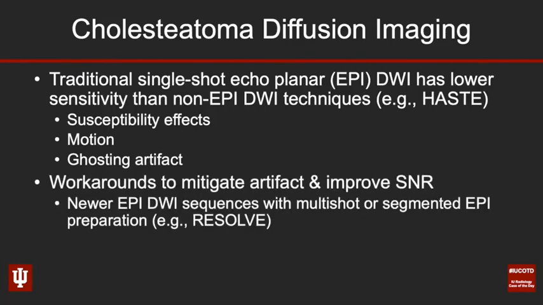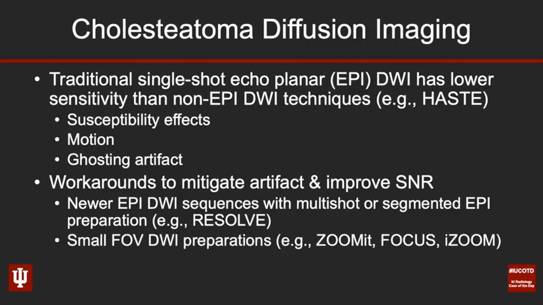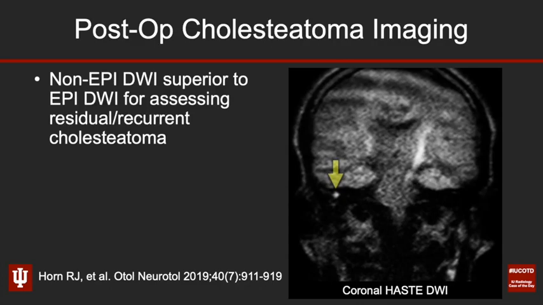There are some important workarounds to keep in mind that help mitigate these artifacts, as well as to improve the signal-to-noise ratio. And that includes the use of newer EPI diffusion sequences that use either a multi-shot or a segmented EPI prep, such as RESOLVE. Each of the major manufacturers now has a small field of view DWI prep, and then the non-EPI diffusion sequences like HASTE can be very helpful in this regard.